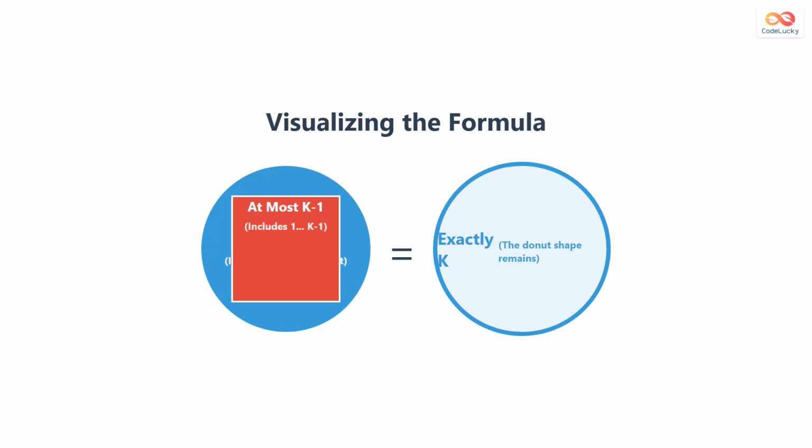Think of it like a Venn diagram. The set of subarrays with AtMost k distinct integers includes those with 1, 2, up to k distinct integers. If we subtract the set of subarrays with AtMost k minus 1, we remove everything except the ones with exactly k. This transforms our hard problem into 2 easier subproblems.